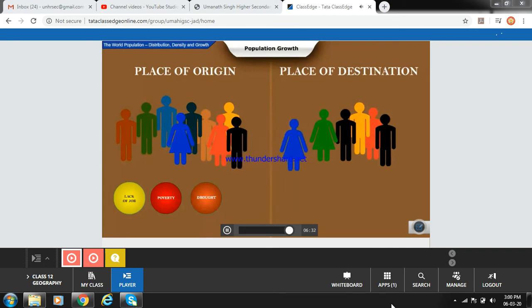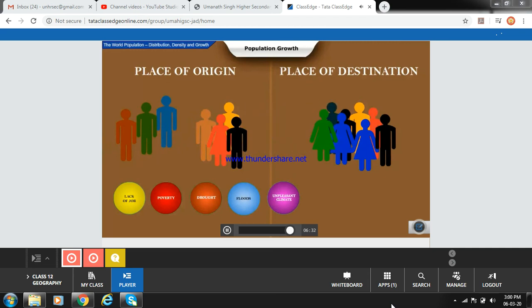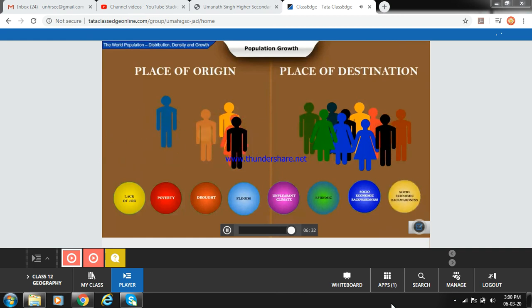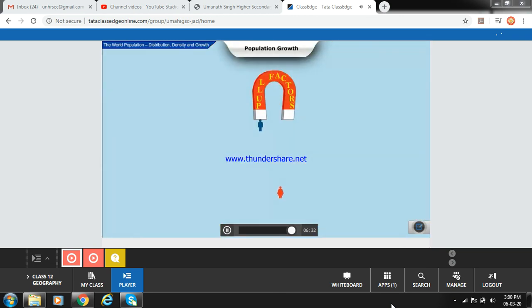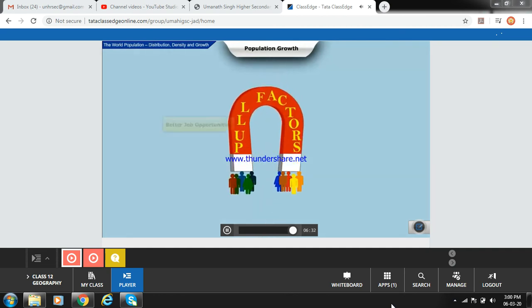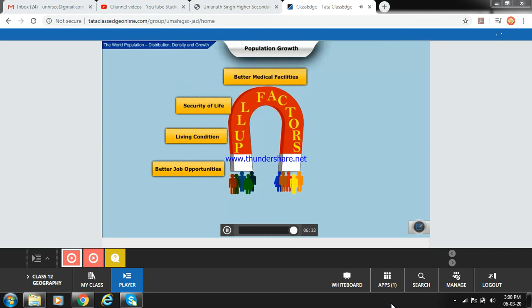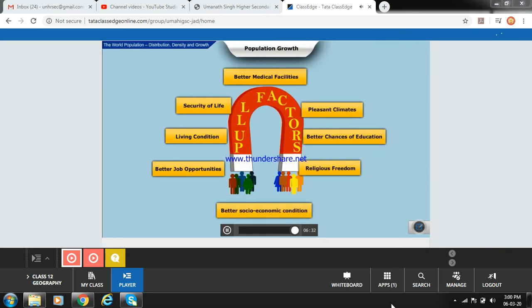drought, floods, unpleasant climate, epidemic, socio-economic backwardness, sudden loss of wealth, etc. Pull factors are those which make the place of destination more attractive than the place of origin for reasons like better job opportunities and living conditions, security of life, better medical facilities, pleasant climate, better chances of education, religious freedom, and better socio-economic conditions.